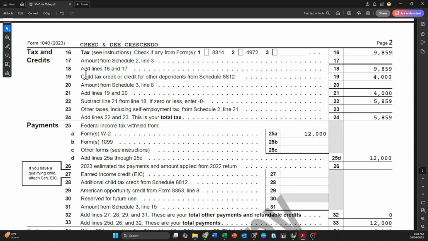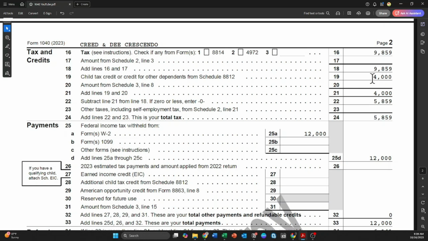And as we go down, we can actually see line 19. Line 19 is the child tax credit, which, as we saw before, was checked off for both of his dependents. So that's a $2,000 credit per child in tax year 2023. In 2025 it's going to be $2,200 based on the recent changes in July. As we can see, that's a significant help, because a credit reduces this $9,859 by $4,000. So if you look right here, subtract line 21 from line 18. If 0 or less, enter 0.